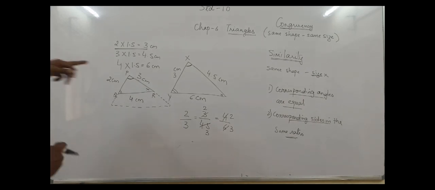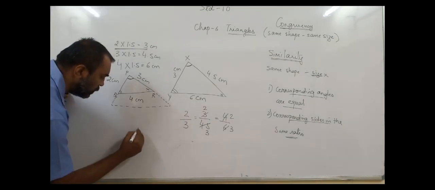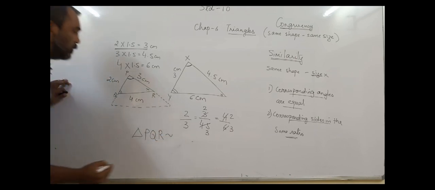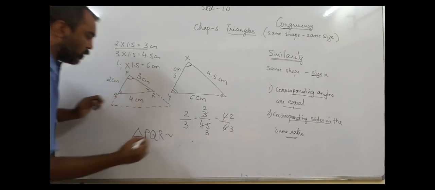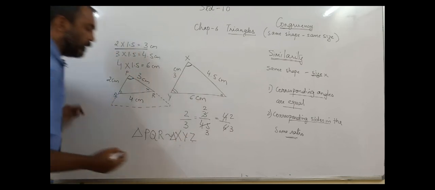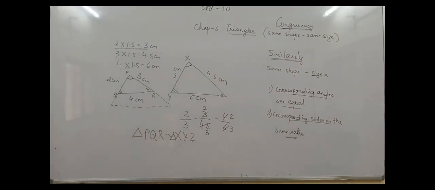But what is the similarity correspondence? So to write here, triangle PQR is similar to triangle XYZ. See the order: X, Y, Z. So the correspondence is very, very important. You have to mention by which correspondence the triangles are similar.